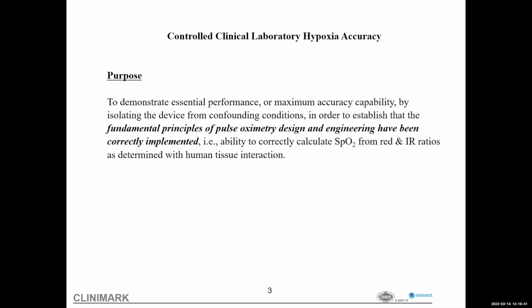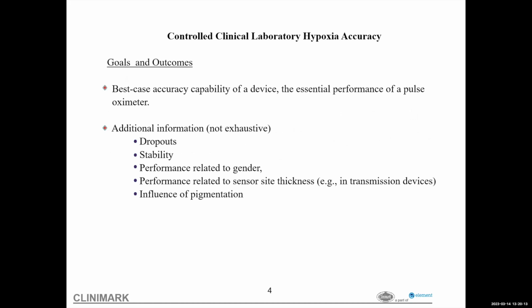And I'm referring back to what Sandy said earlier today, where he was talking about we're trying to remove all performance issues except for how well the oximeter is able to calculate a saturation in comparison to the hypoxic level. So we're looking at the fundamental principles of pulse oximetry design and engineering. We're assuring that they have been correctly implemented. So the goals and outcomes from this test is the best case accuracy capability of the device, which is the essential performance of the pulse oximeter.